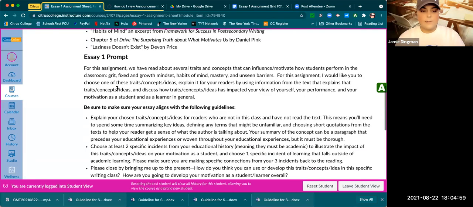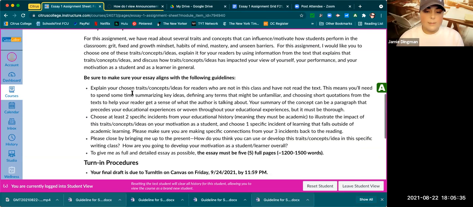So here's the prompt. Here's actually what we're doing. For this assignment, we have read about several traits and concepts that can influence/motivate how students perform in the classroom. Grit, fixed and growth mindsets, habits of mind, mastery, and unseen barriers. For this assignment, I would like you to choose one of these traits or concepts or ideas and explain it to your readers by using information from the text that explains that particular trait, and discuss how that particular trait or concept has impacted your view of yourself, your performance, and your motivation as a student and learner in general.